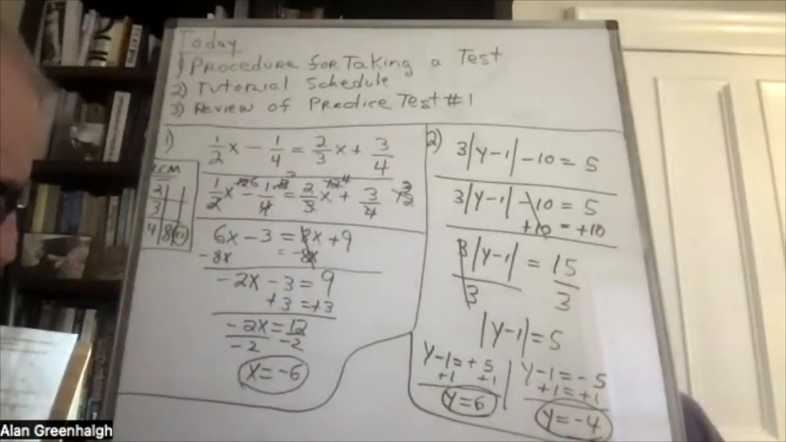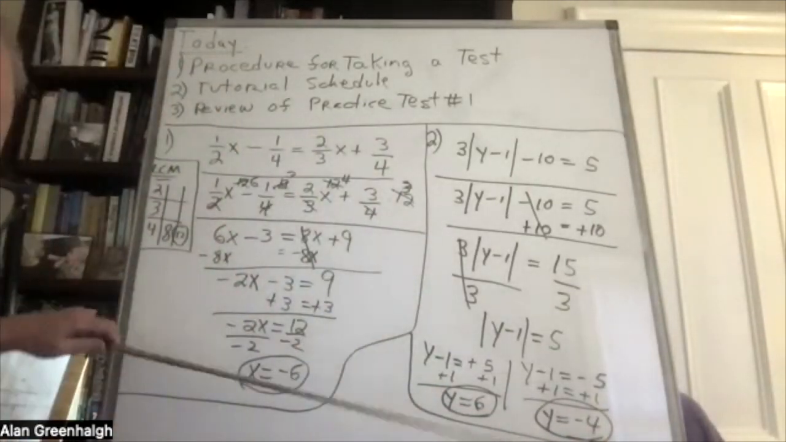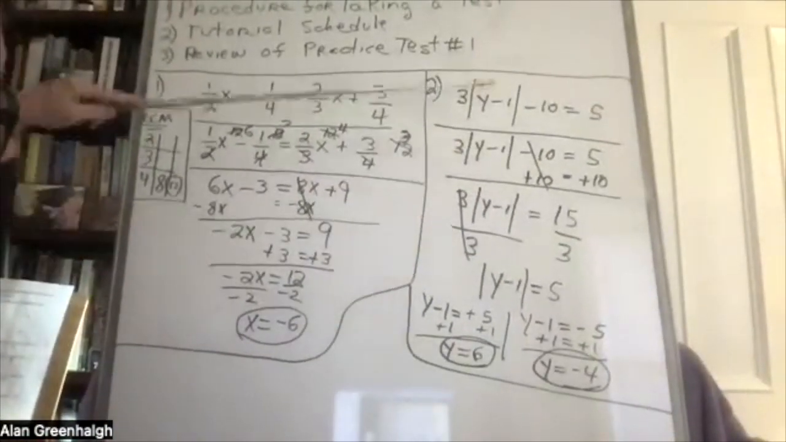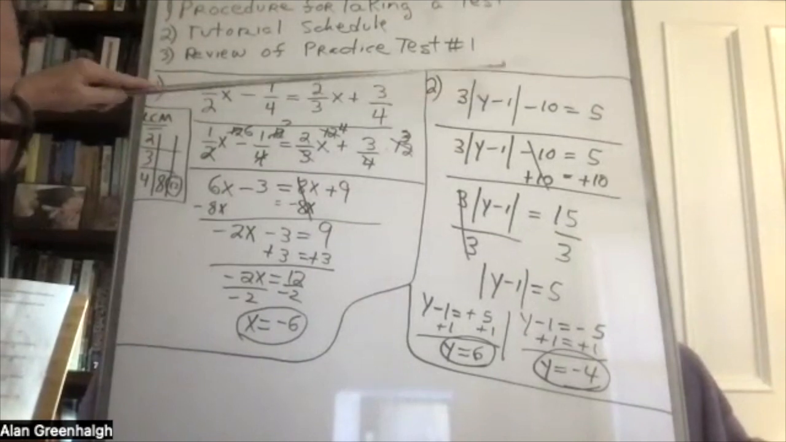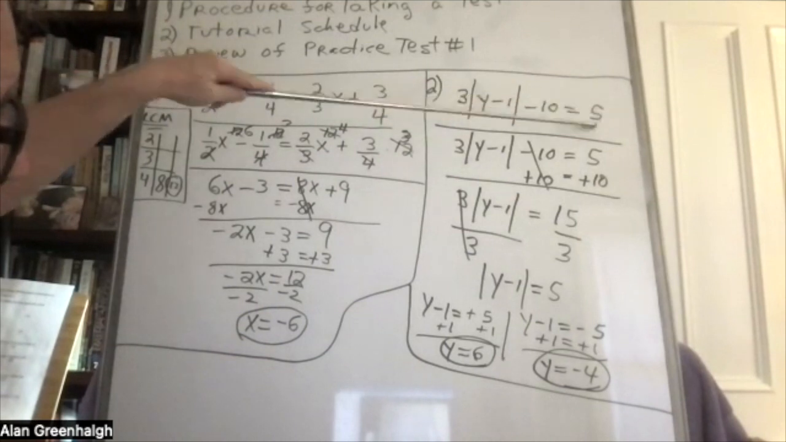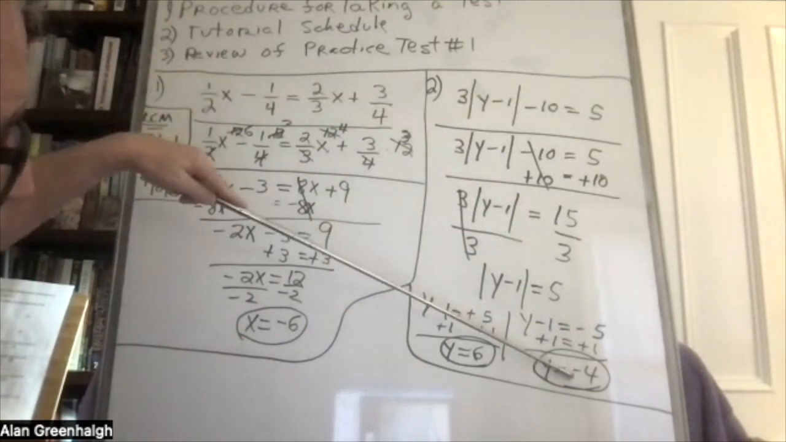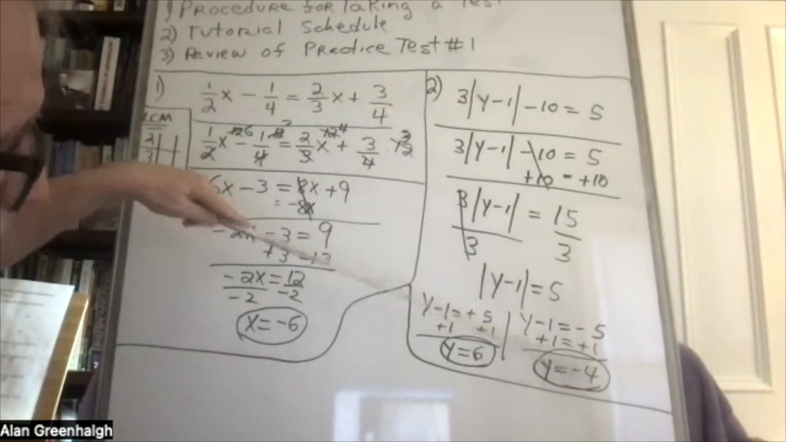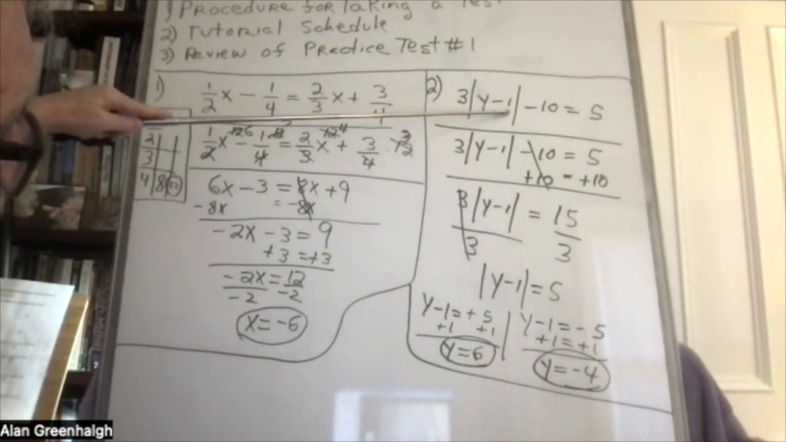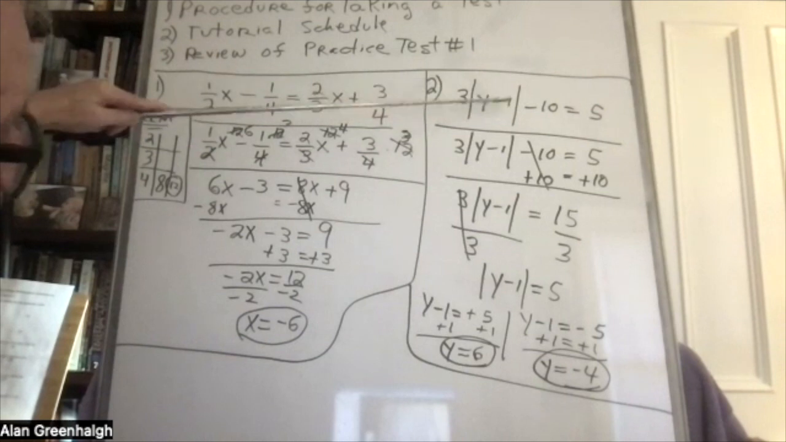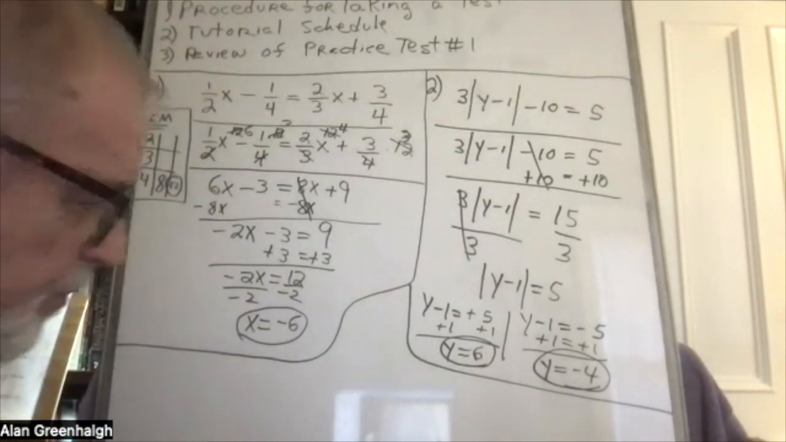And if you want to check it, you could do an informal check. Just informally take the 6. 6 minus 1 is 5. Absolute value of 5 is 5. 3 times 5 is 15. 15 minus 10 is 5. Using the -4 rather, -4 minus 1, the absolute value of -5 is 5. 15, same thing. So that's fine.